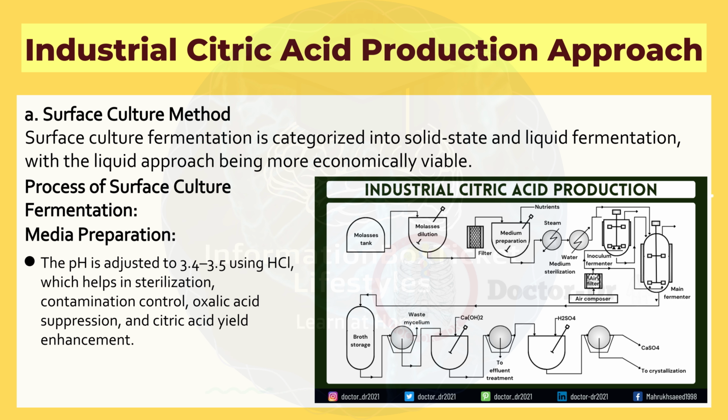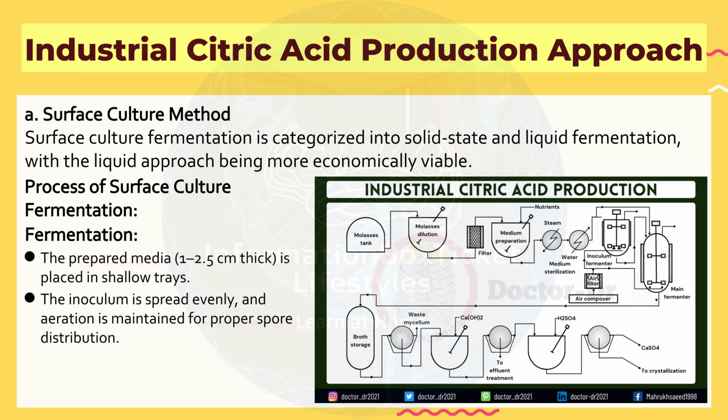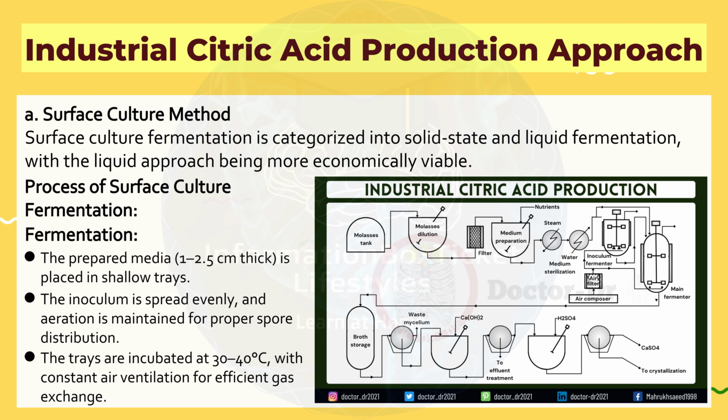The pH is adjusted to 3.4 to 3.5 using HCl, which helps in sterilization, contamination control, oxalic acid suppression, and citric acid yield enhancement. Fermentation. The prepared media, 1 to 2.5 centimeters thick, is placed in shallow trays. The inoculum is spread evenly, and aeration is maintained for proper spore distribution. The trays are incubated at 30 to 40 degrees Celsius, with constant air ventilation for efficient gas exchange.